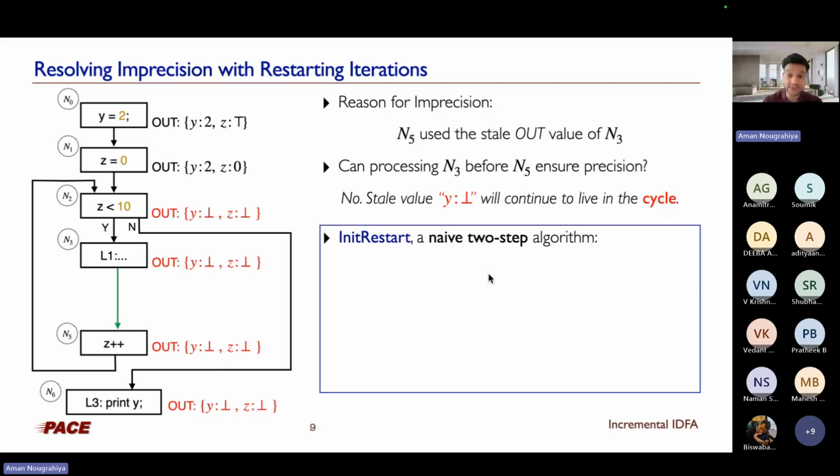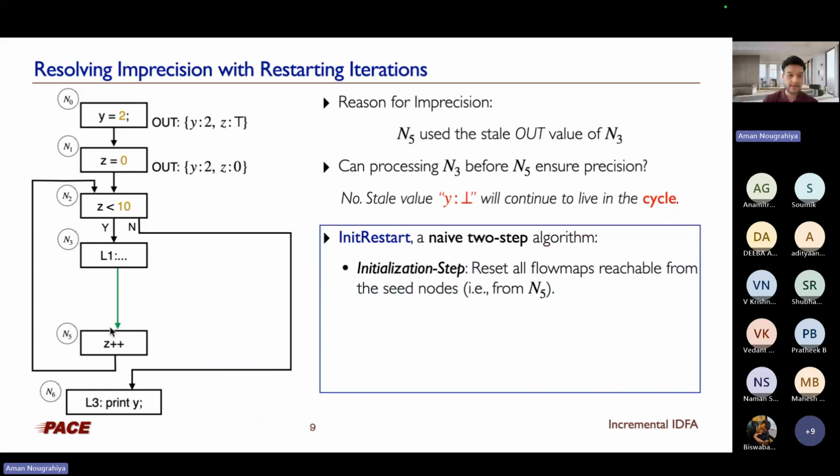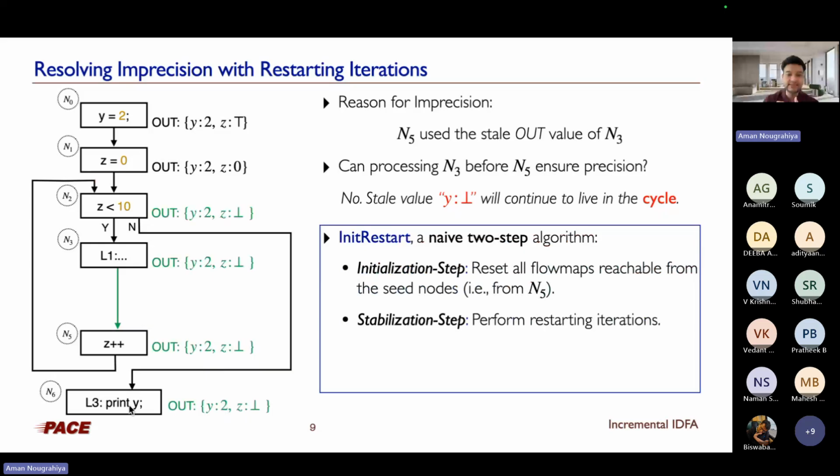A very naive two-step algorithm is init restart, where in the first phase we will clear everything which is reachable from the seed nodes, like N5, N2, N3, N6. Their data flow maps will be cleared. And then we will add these things to the work list and restart the iterations. And hence we will get the correct solution. As you can see, we are able to get the precise solution here, but this can be very inefficient, because if, let's say, one of the early nodes is a seed node, then anyway we are going to clear out all the flow maps of all the nodes, which will be very similar to comp IDFA. So we are not going to gain anything in terms of efficiency.